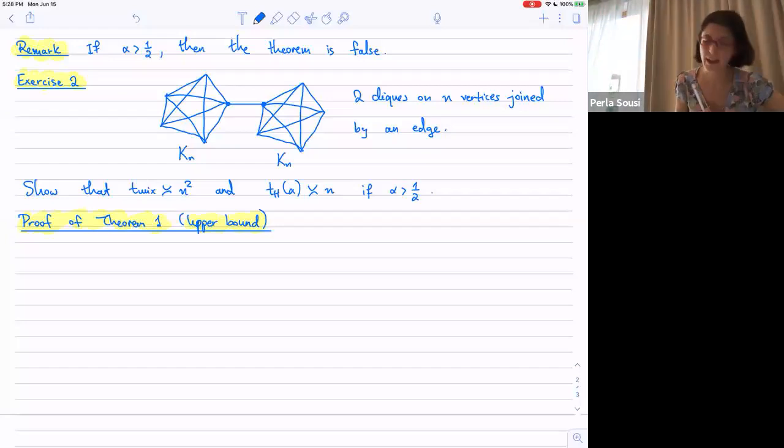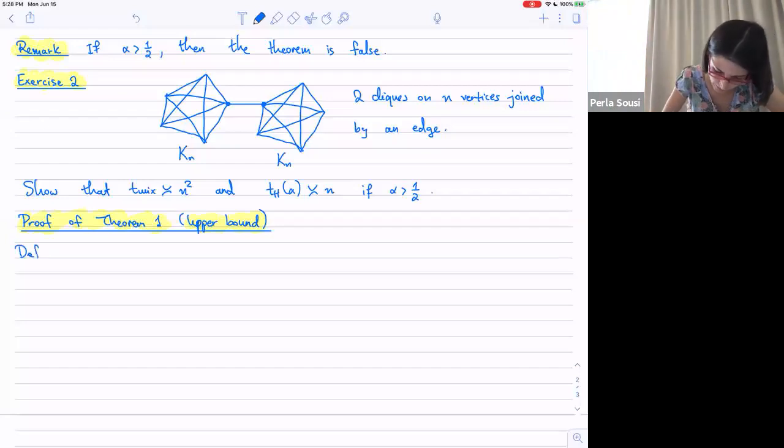I'm going to define another notion of mixing. So I defined the total variation mixing before. Now I'm going to define what I call mixing at the geometric time.